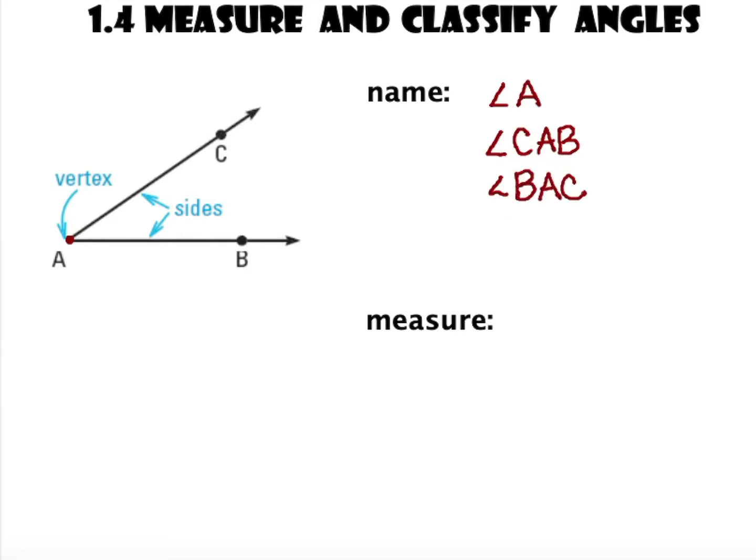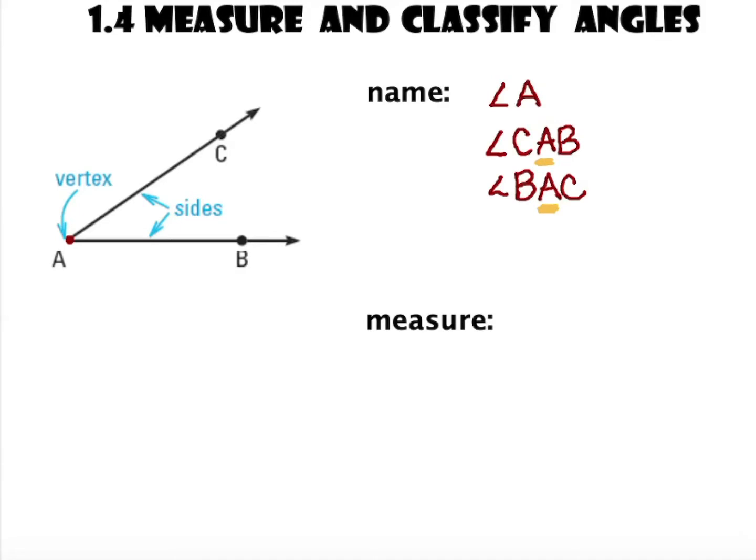Why could I not call that angle ABC? The reason is if I go from A to B to C, I'd be talking about this corner right there. So the important part is to remember that that vertex point must be in the center if you're using 3 letters to name your angle.